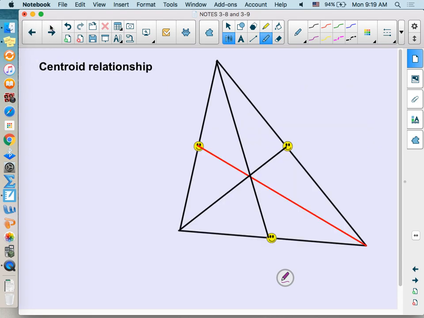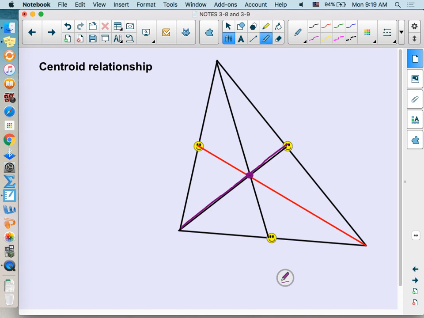Centroid's got two really helpful relationships. So when you have it printed on yours, it says the centroid splits each median into two parts. So I can see right here that this is the centroid, just blew it up bigger, and it splits my median here into two parts. It splits the red median into two parts, and it splits the top to bottom median into two parts. They are not congruent parts.